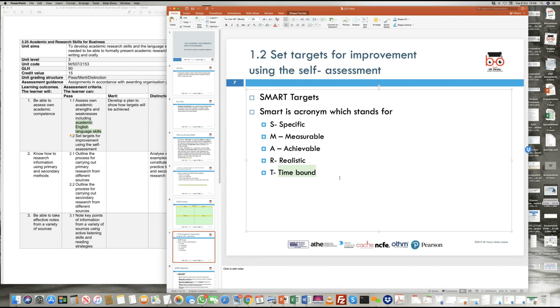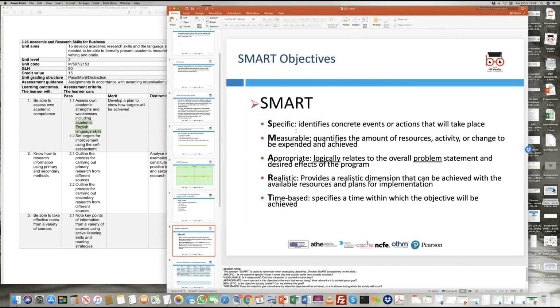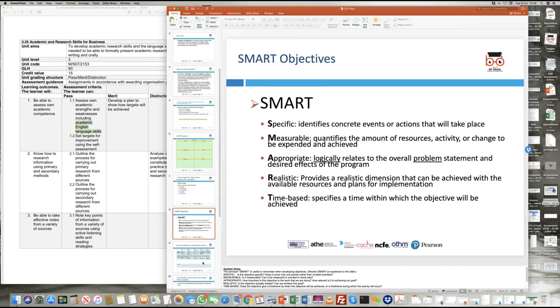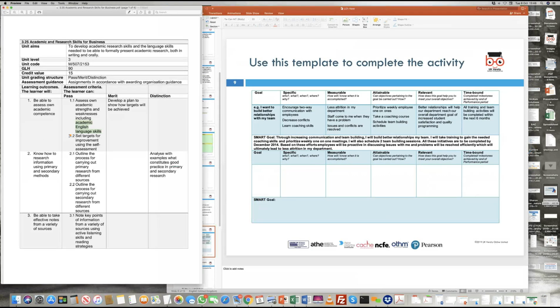And that is why targets have to be SMART targets. I've given an example of SMART targets here. So each of these are defined. And then an example I've filled here, which is to say, how would you set SMART targets for yourself? And that is the second task.